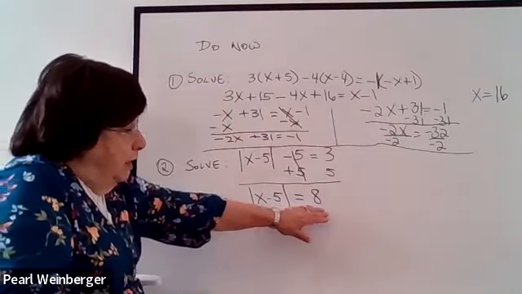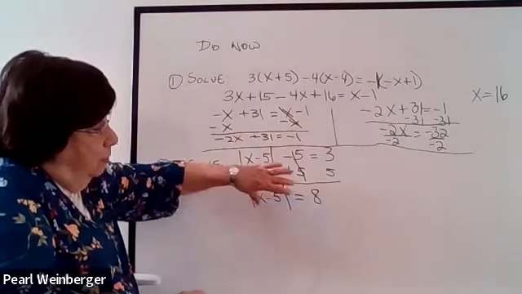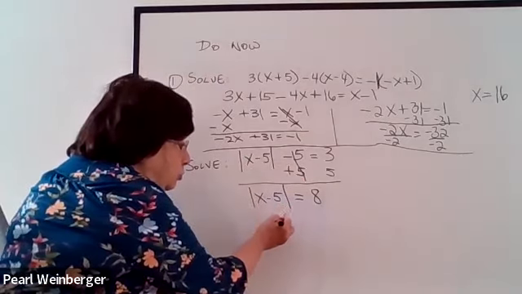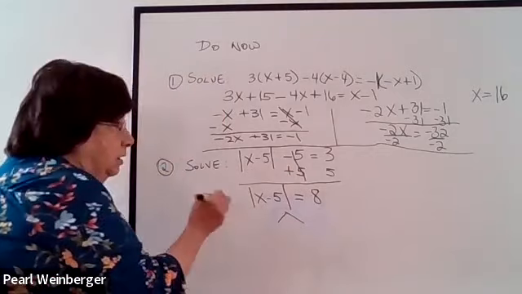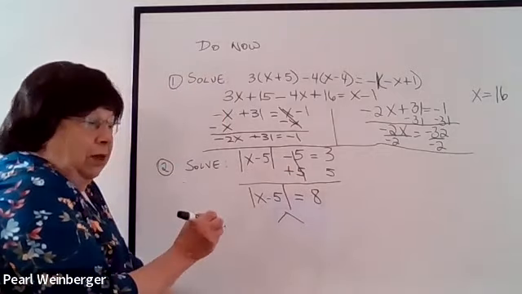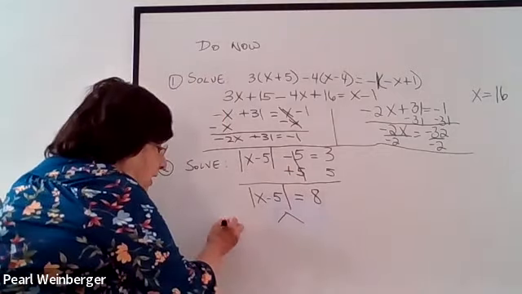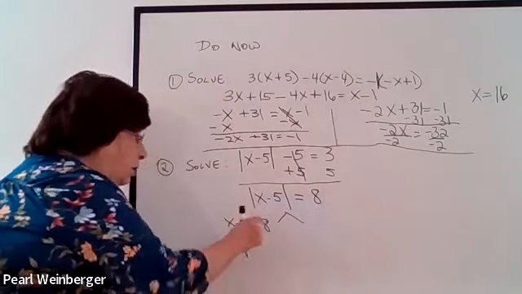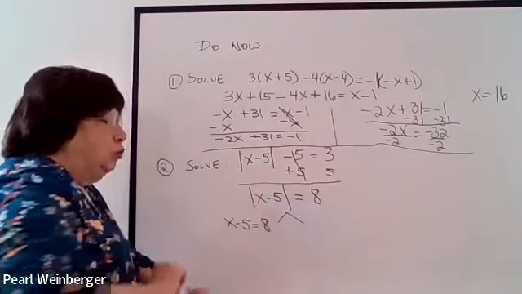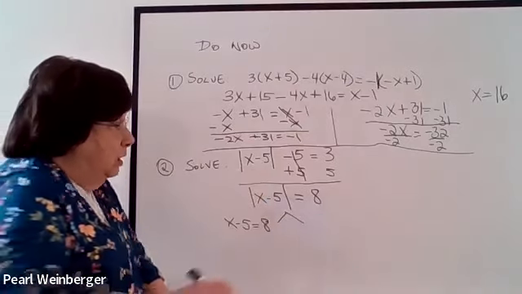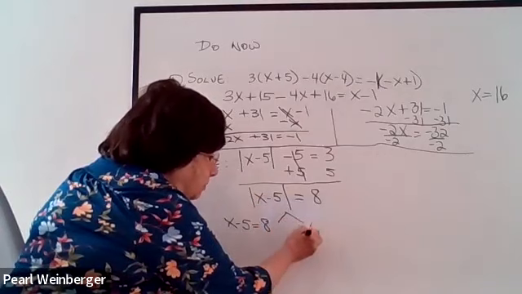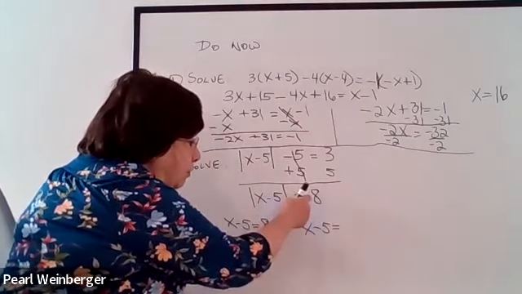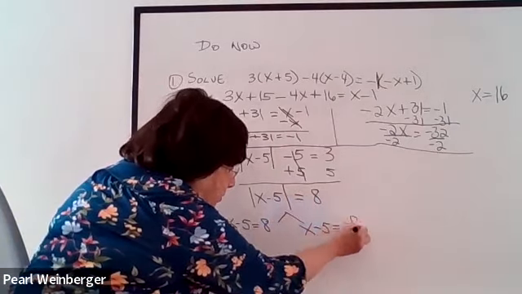Okay, once we have this absolute value equaling a positive number, we then break it up into two separate equations. We're going to get two answers, and we must give both answers. X minus 5 equals 8 is one equation. In other words, just drop those absolute values. Our second equation becomes X minus 5, again dropping the absolute value, equaling negative 8.